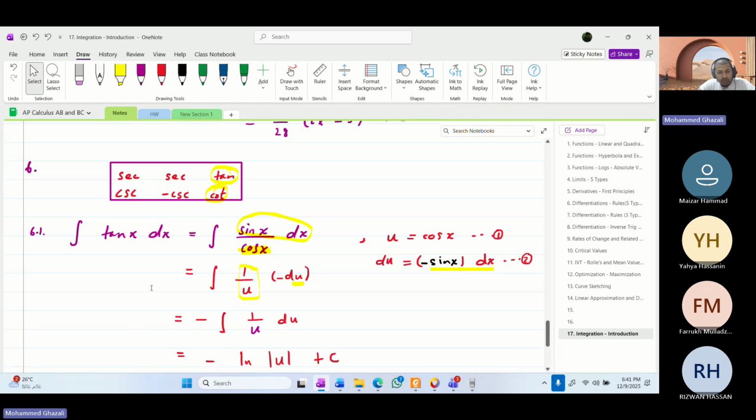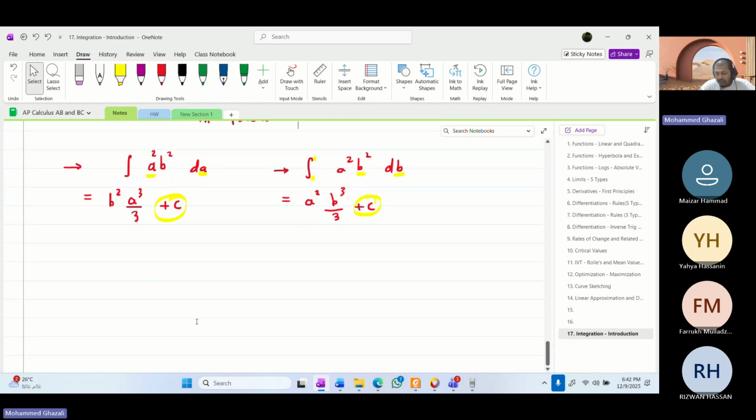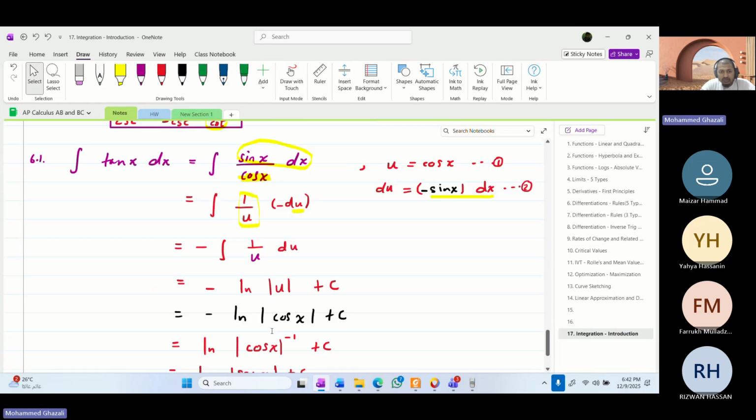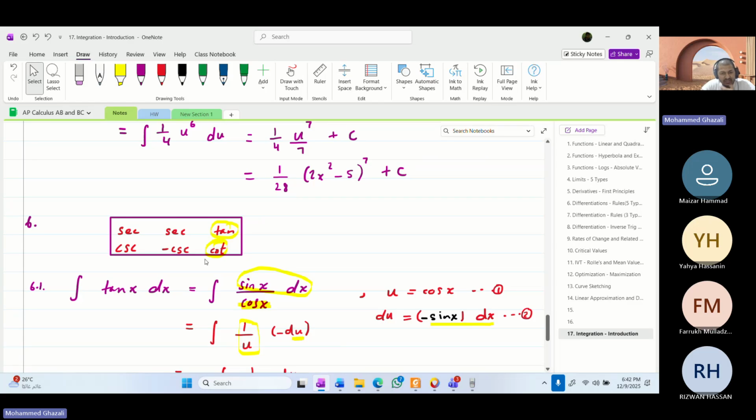All right, so what about cot? You're going to do a similar thing with cot. I'll put that in your homework exercise and you can work with that. Cot is cosine over sine, so you're going to make sine x equal to u and solve it in a similar way.